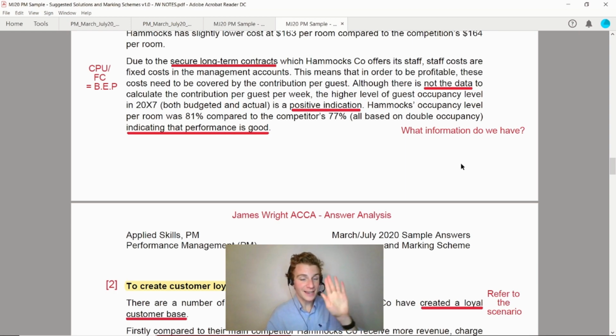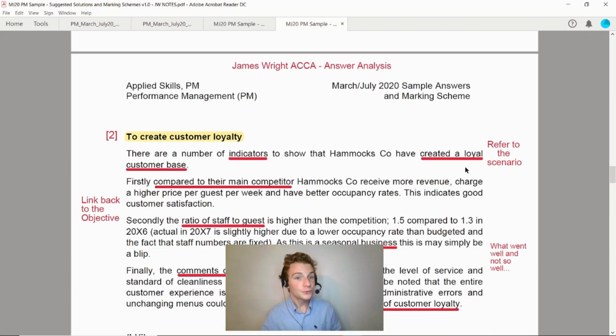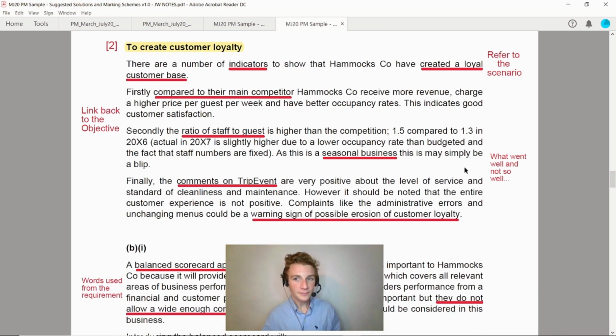That's the technique, taking the actual information you're given and then applying it to the actual situation of covering those costs. That was a really key tip there. So that is the first objective analysed in terms of it. Now we've got to come on to the second one, to create customer loyalty.